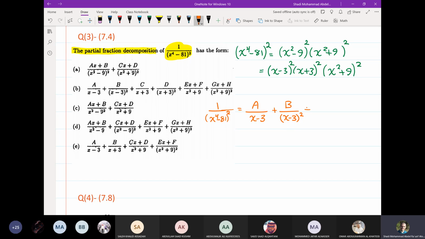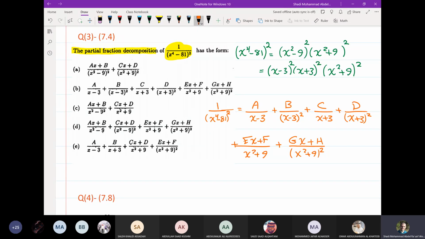Just do the same thing for the second part. So you will have C over x plus 3 plus D over x plus 3 squared. Right? What about this part here? What do you think? It is quadratic of order 2. So how will I write the fraction for this one? Ex plus f over x squared plus 9. And you have to write another one because of this multiplicity, so gx plus h over x squared plus 9.